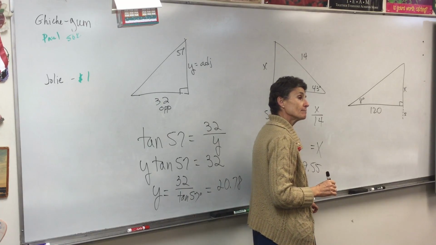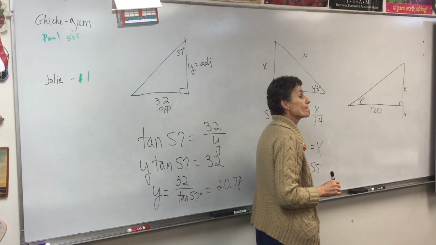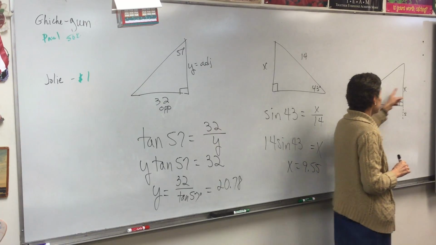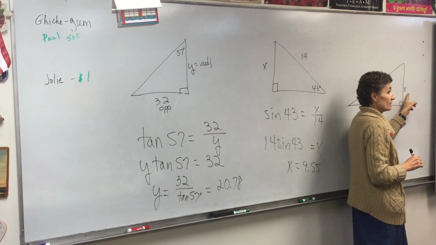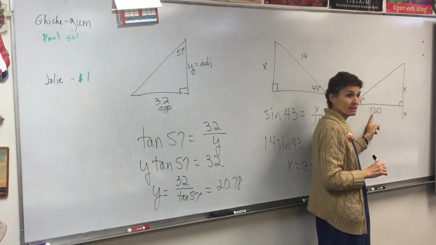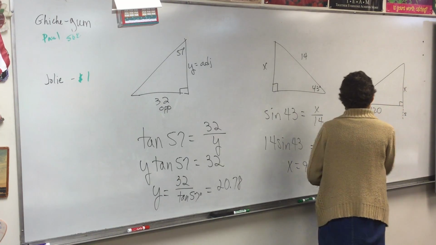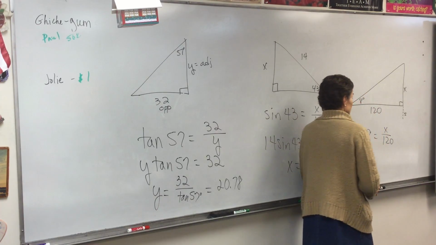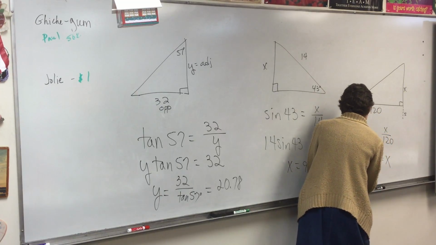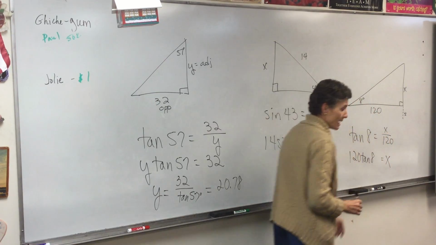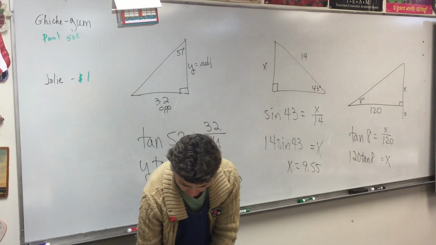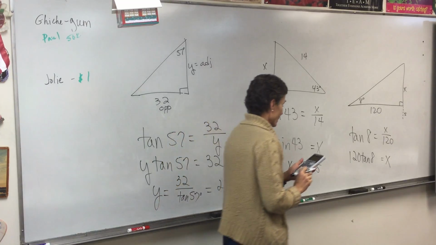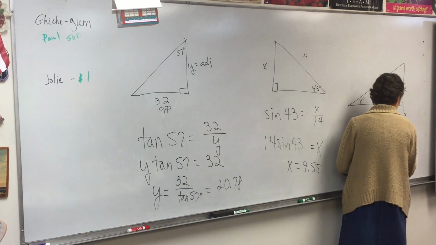Okay, you got a thought on that? So would it be tangent? Definitely tangent, because if you're using 8 degrees, this is the opposite and this is the adjacent. So that's a tangent. So the tangent of 8 is x over 120. So x is going to be 120 tan 8. I got 16.86.